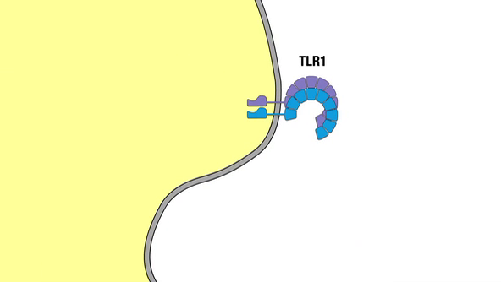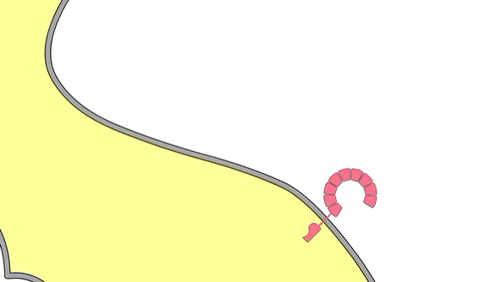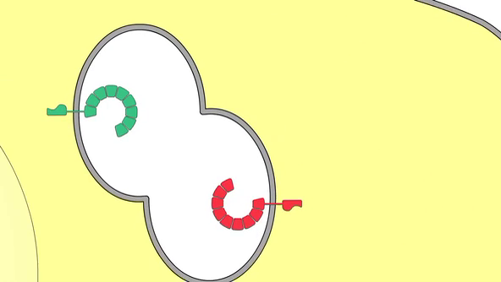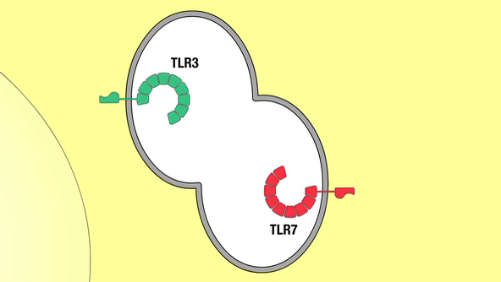TLR1 and TLR2 are a dimer that recognize triacyl lipopeptides, and TLR4 recognizes lipopolysaccharide, LPS, a component of gram-negative bacteria. Like TLR9, TLR3 and TLR7 are located on endocytic vesicles and recognize double-stranded RNA and single-stranded RNA, respectively. When any TLR is activated, it sends a signal to the nucleus by activating transcription factors.